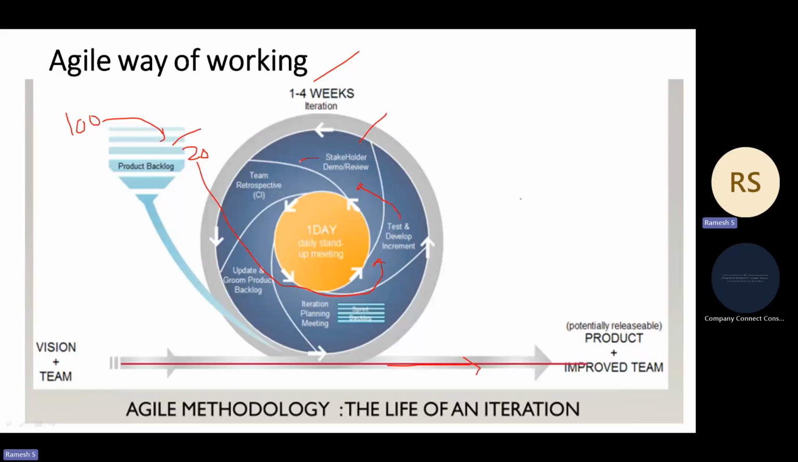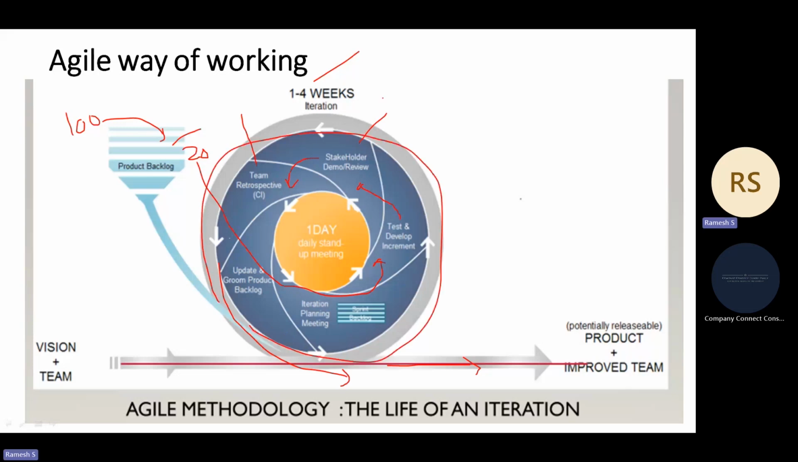Based on that, the team retrospective meeting will happen. In this meeting, we will discuss what went well during this sprint, what didn't go well, and where we can improve. All these activities we can discuss and improve. And at the end of this team retrospective meeting, finally these requirements will be implemented. And again, this cycle will go on.